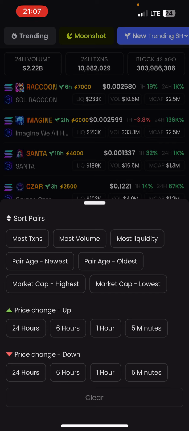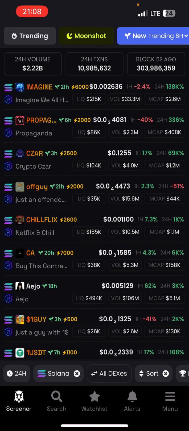You can sort these tickers based on most transactions, most volume, most liquidity, new pair, and old pairs, highest market cap and lowest market cap. Then you can also sort it by 24-hour change, 6-hour change, 1-hour change, 5-hour change. And we're going to click on most transactions.